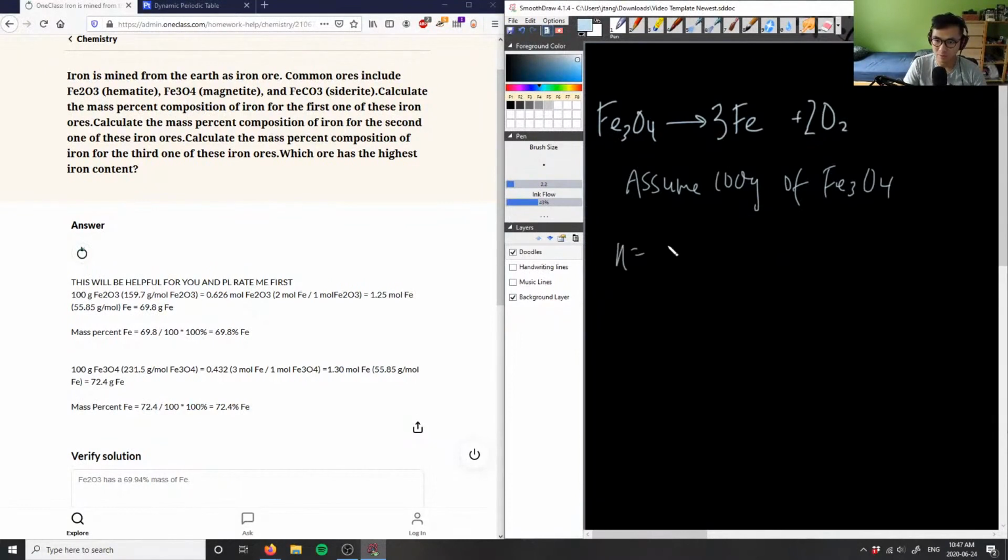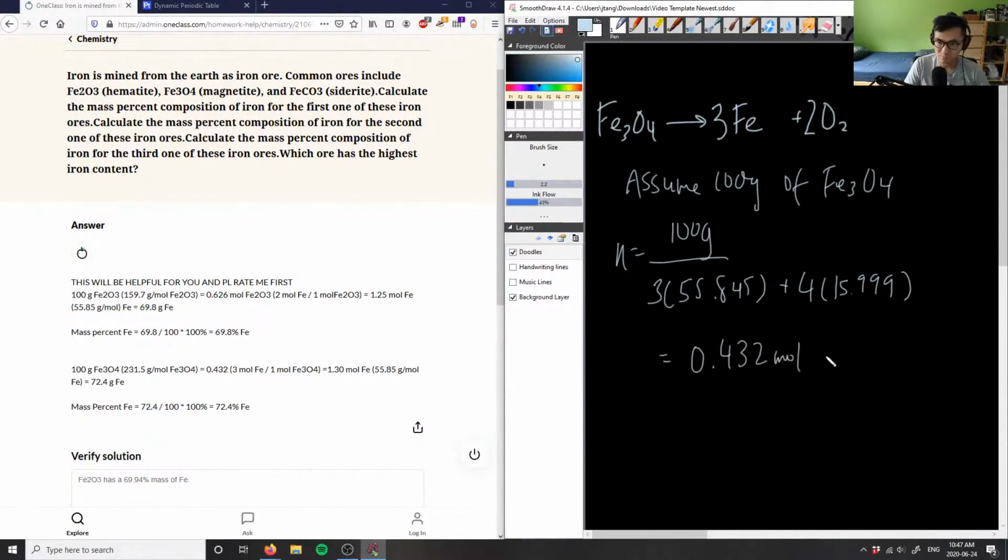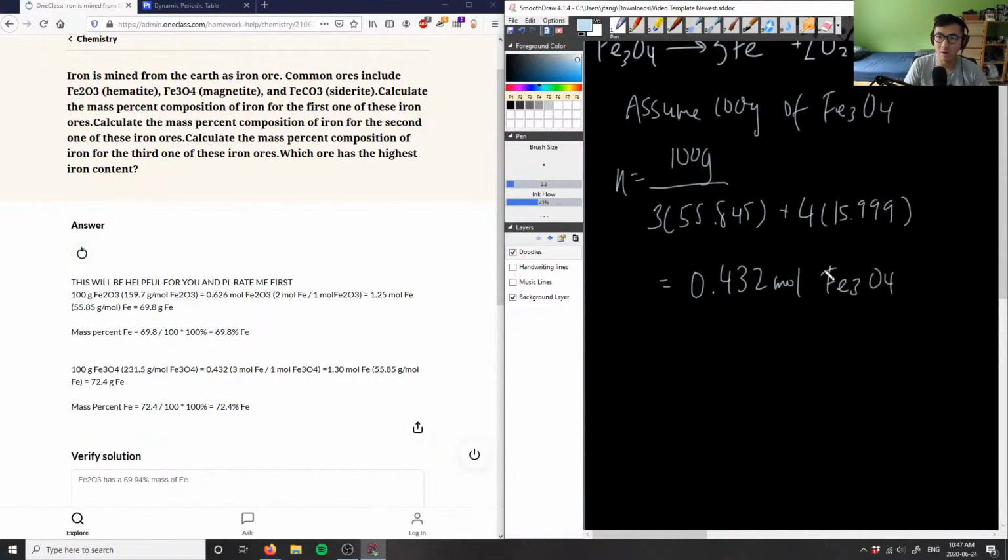So we want to calculate our moles, right? So moles is 100 grams divided by our molar mass of this guy. So it's 3 times 55.845 plus 4 times 15.999. Put that into your calculator. You get a value of 0.432. You get the mole ratio. Again, this is per 1 of Fe3O4. So we're going to have to multiply this by 3 to get our iron, right?